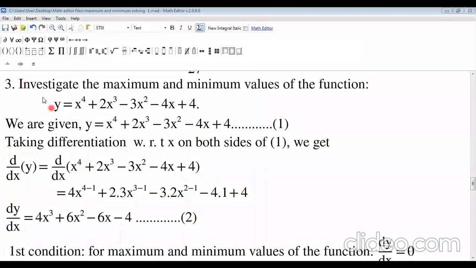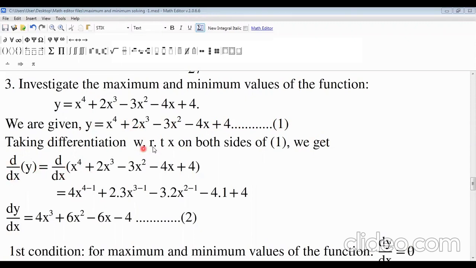Okay, using the same procedure we can investigate the maximum and minimum values of this function. The highest power is 4, so it is a 4th degree polynomial. So y equals, this is the given function, x to the power 4 plus 2x cube minus 3x square minus 4x plus 4. This is equation number 1. Taking differentiation with respect to x on both sides of 1, we take d/dx on both sides.